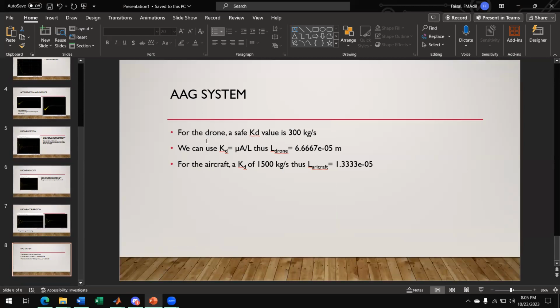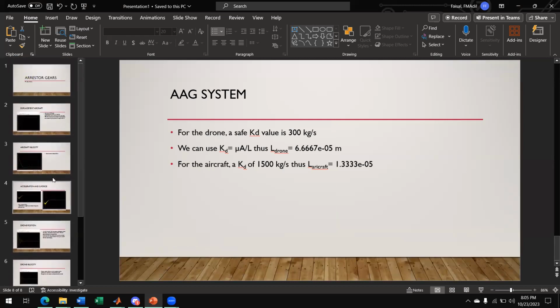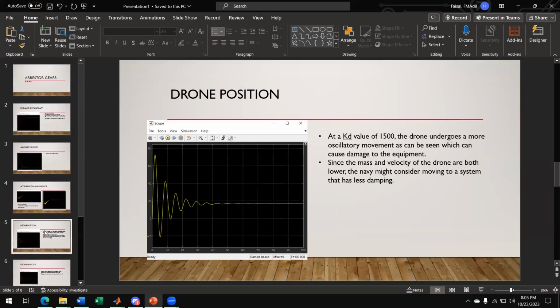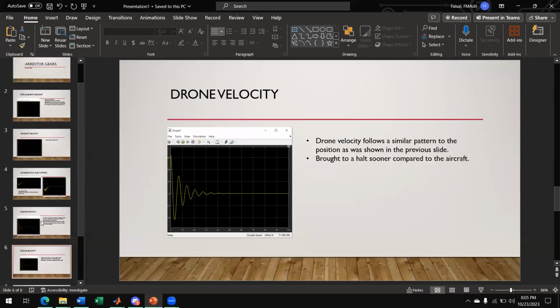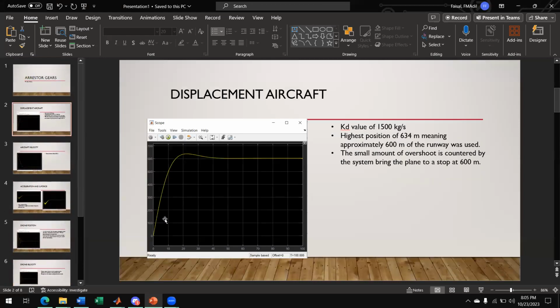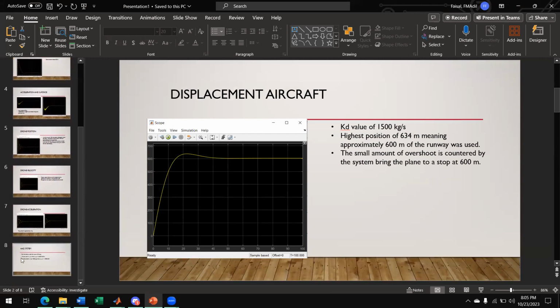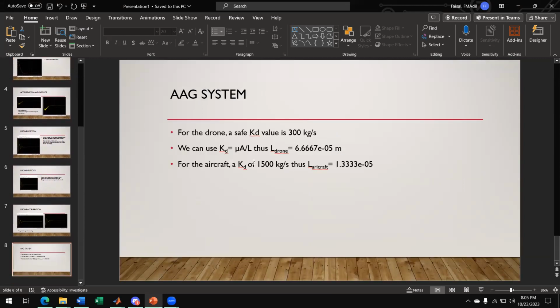And for the drone, a safe KD value is 300 kilograms per second, at which we will see that a similar pattern happens. The drone position, acceleration and velocity are similar to the aircraft, which is what we're after. So to get that KD value, we need a distance or L value of 6.667 times 10 to the power -5.